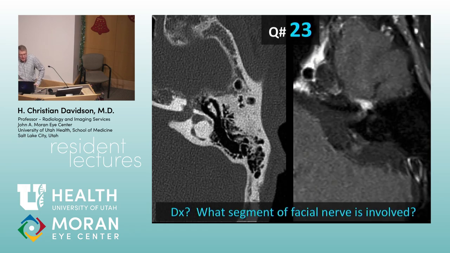Okay, here's a patient with facial palsy on the left. We have a CT scan on the left, and on the right we have a T1 post-contrast fat suppression. And the question is, what segment of the facial nerve is involved? And as a double bonus, if you recognize this tumor, this is a hard one, but there are some characteristic features of this that tell us what it is. It's an unusual tumor, but it's distinctive if you happen to know what it is.